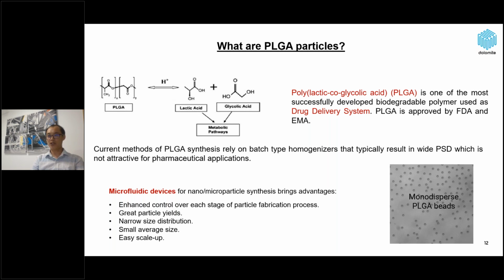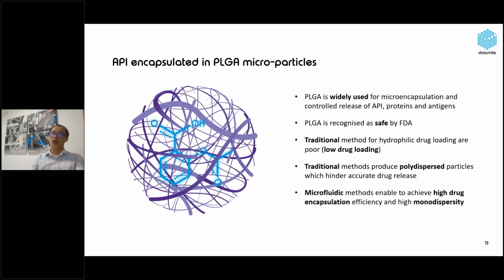Using the microfluidic method for making PLGA microspheres brings many advantages. It enhances control over the particle fabrication process, with great particle yield and narrow size distribution, which means a small average size and easy scale-up. We can use PLGA microparticles to encapsulate the API or other markers inside for drug encapsulation. It is widely used for microencapsulation and controlled release of APIs, proteins or antigens.